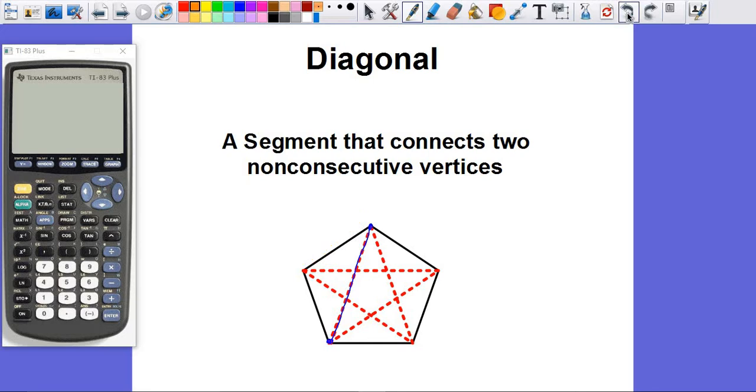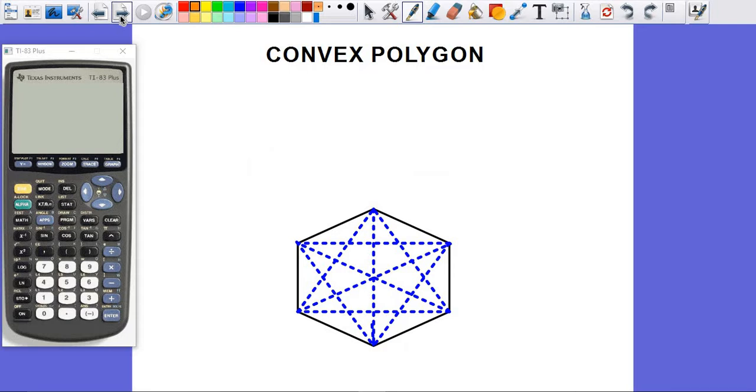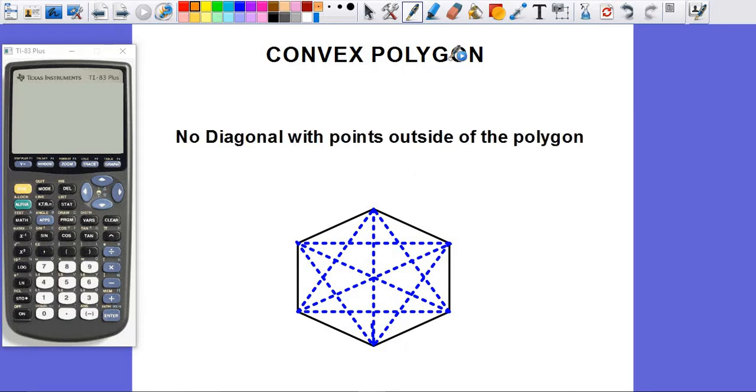And you can have more than one diagonal coming out of every vertice if need be. Like this one has 2 for each vertice, all right? 2 types of polygons. First one is a convex polygon. A convex polygon has no diagonals with points outside of the polygon. So if you look at this figure, every single diagonal in this figure here has the inside of the figure. One way to think about it is if you look at every vertice that this thing has, every vertice actually points outward, all right? If it points outward, that's another way of thinking convex, all right?